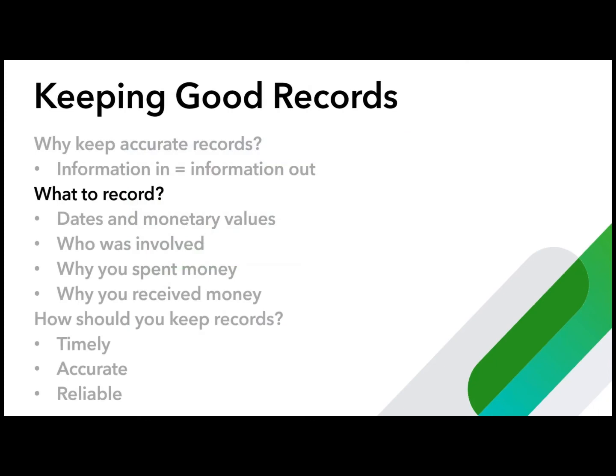In this example, you learned what to record. You record dates and monetary values, who was involved, and where and why you spent the money. This is where you label or categorize an expense. In accounting, you call this label an account. In the case of a deposit, you also record where and why you received the money. In other words, you categorize or label any money you collect. Remember, this label is called an account.